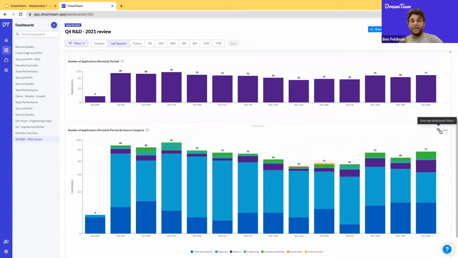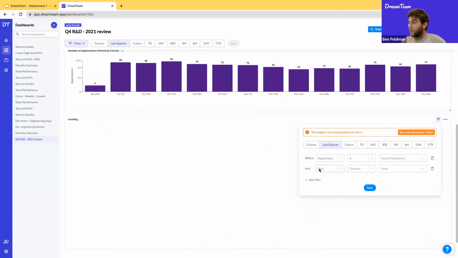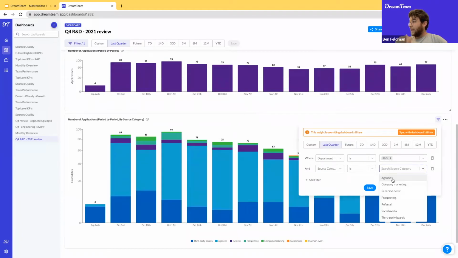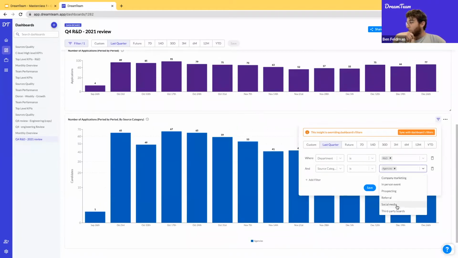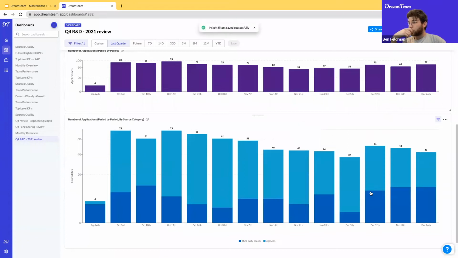So what I'm going to do is apply an insight level filter. What it's going to do is remove anything that I'm not interested in, but only for this insight. While this filter filtered for the entire dashboard, I'm only interested in filtering for this insight. So I'm interested in filtering for agencies and third-party boards. I'm going to add a filter, and I'm going to search for source category. I'm going to say the source category is agency, and the source category is, what did we say before? Third-party boards. So let's say agencies and third-party boards. Okay.